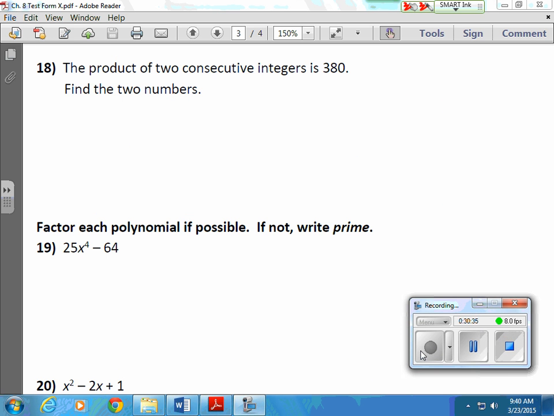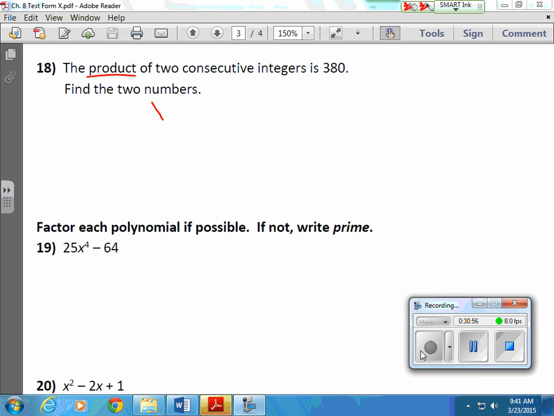Product of two consecutive integers. What does product mean, Michael? When you're going to product, what is that? On the product of two things. Is that addition, multiplication, subtraction, division? Multiplication. Two consecutive integers.